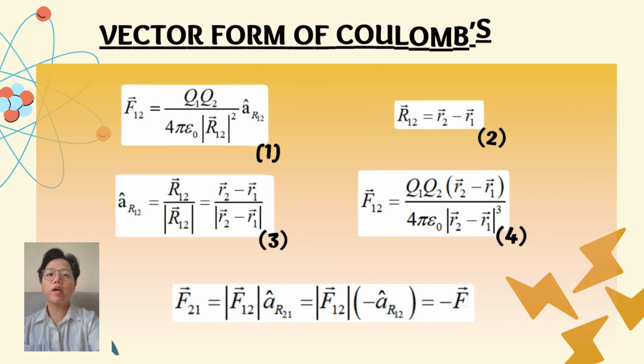This is the vector form of Coulomb's law. We can see a bunch of formulas over here, and to get the final formula, we have to include formulas number 2 and 3 into the first formula, and we get the final formula of the vector form of Coulomb's law.